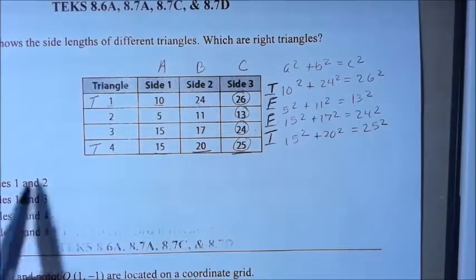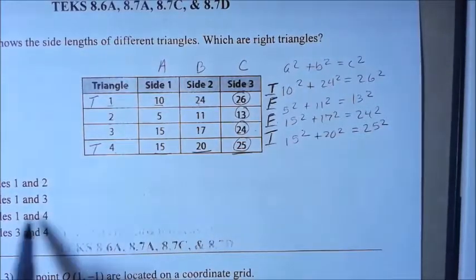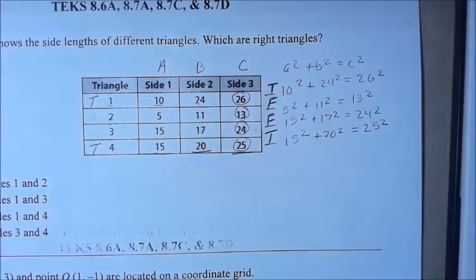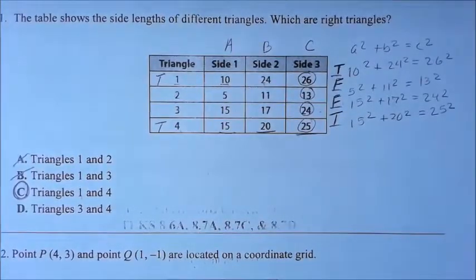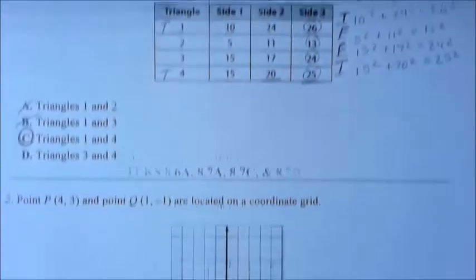So now let's look at our options. 1 and 2, no, that's not true. 1 and 3, no. 1 and 4, yes. That is the correct answer. And that's all you had to do. C is the correct answer, and that's all you had to do for problem number 1. So let's go ahead and move to problem number 2 and see what happened.